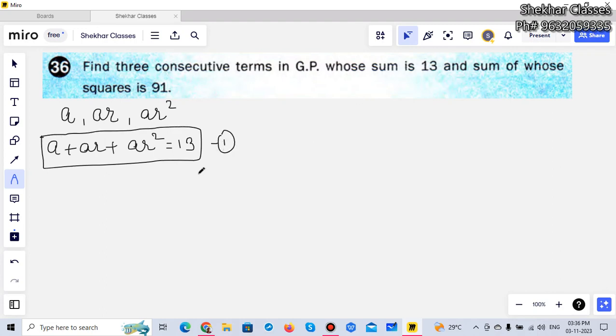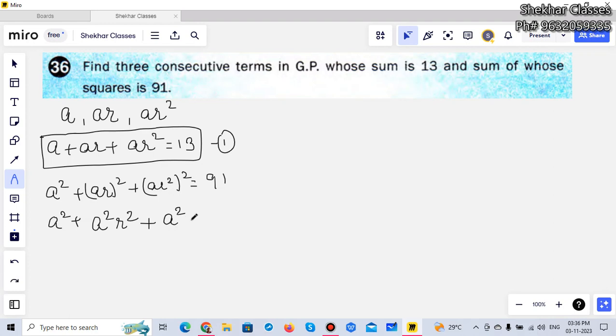Now, the sum of the squares means A square plus (AR) square plus (AR square) whole square is 91. So we can solve it further. A square plus A square R square plus A square R to the power 4 is equal to 91. Keep it as the second equation.